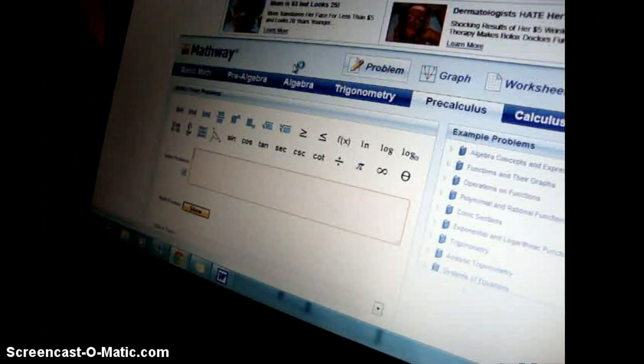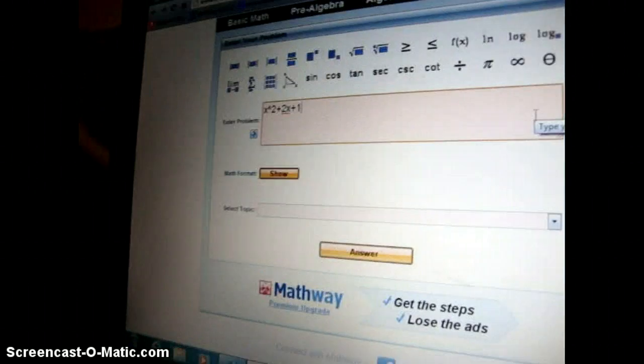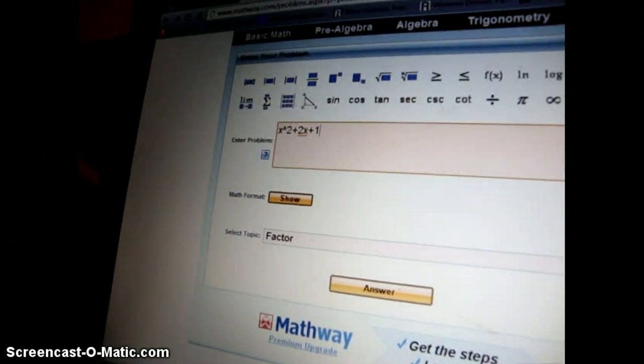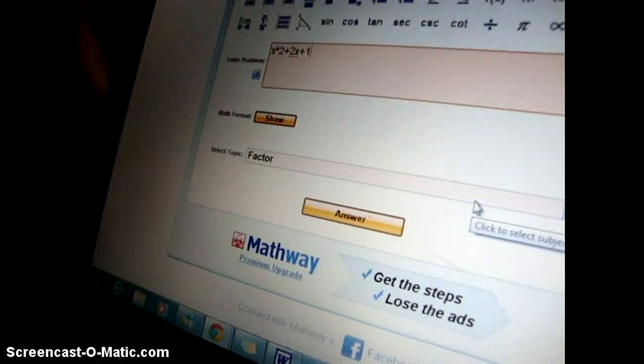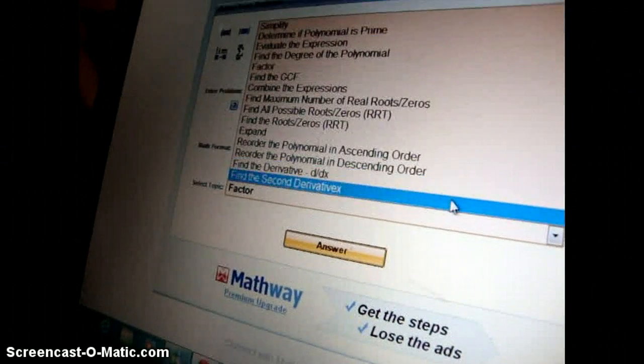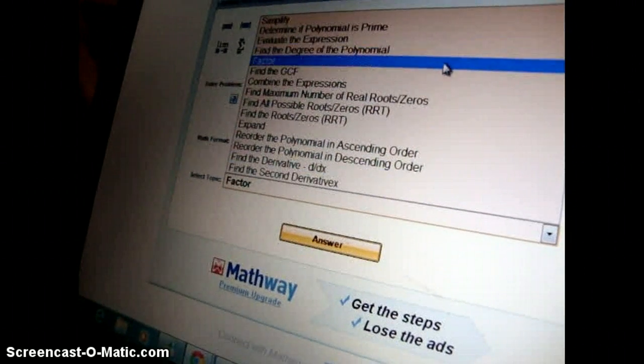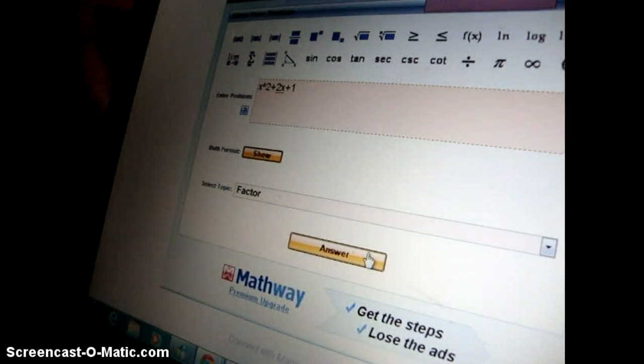So here on Mathway, basically we can check a lot of the problems that we encounter. For example, I can type in x to the power of 2 plus 2x plus 1, and select a topic, one of which can be factoring or finding the second derivative. I'll just click factor for now and click answer. So here we go, it calculates it and gives us an answer. Using this answer, we can just check our work. It's a great way of doing so.